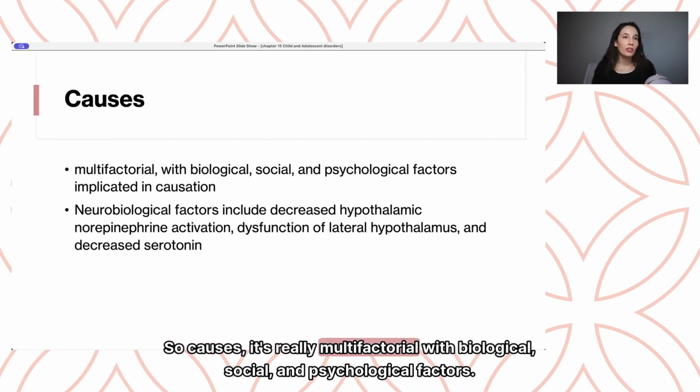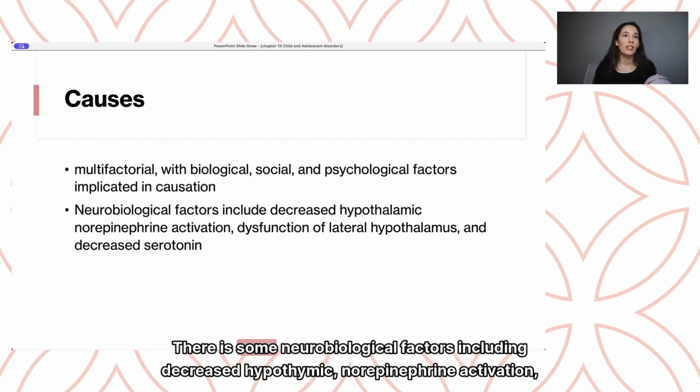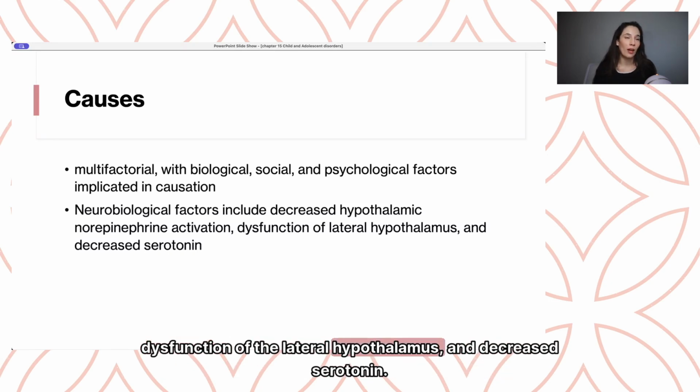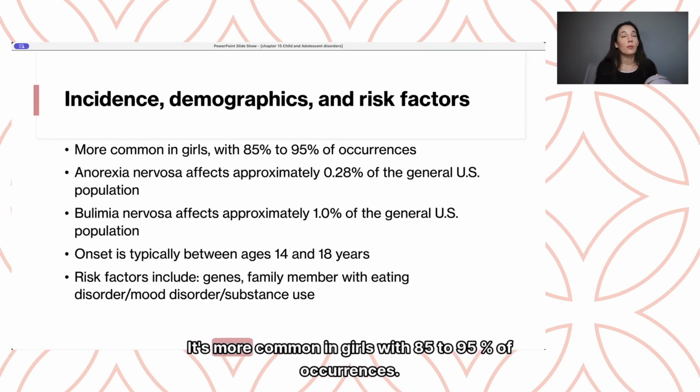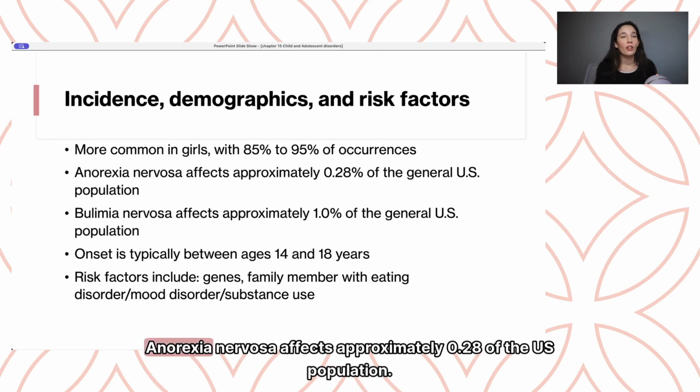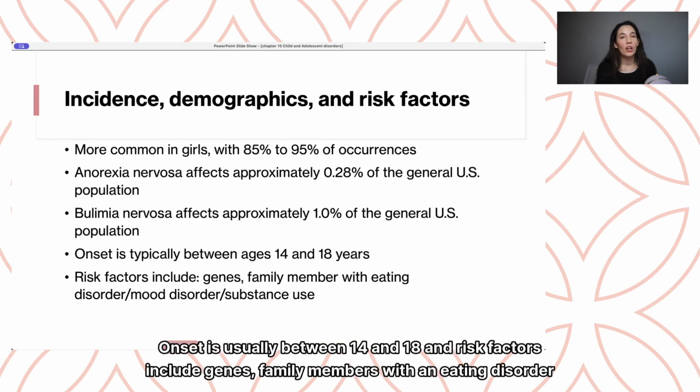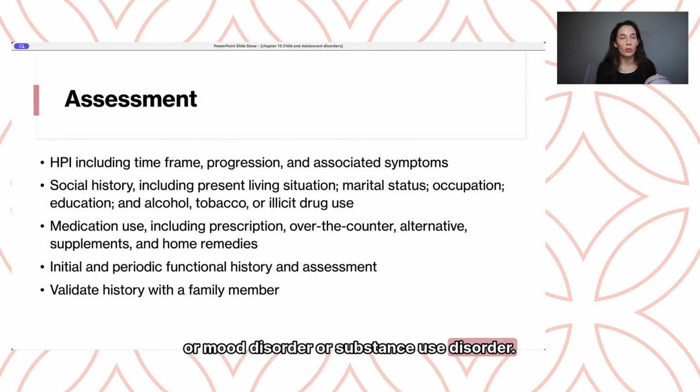So causes, it's really multifactorial with biological, social, and psychological factors. There are some neurobiological factors, including decreased hypothalamic norepinephrine activation, dysfunction of the lateral hypothalamus, and decreased serotonin. It's more common in girls, with 85 to 95% of occurrences. Anorexia nervosa affects approximately 0.28% of the US population. Bulimia affects about 1%. Onset is usually between 14 and 18, and risk factors include genes, family members with an eating disorder or mood disorder or substance use disorder.